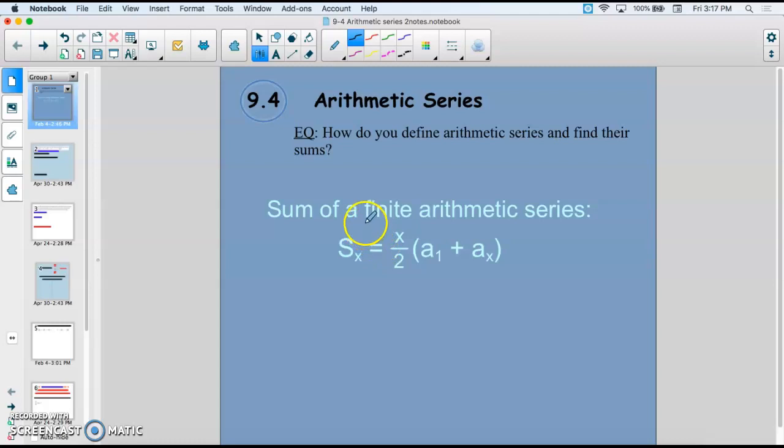So here is the sum of a finite arithmetic series. I want to point out the fact that it has to be finite. It has to have a beginning and an end. If it's infinite, this does not work. Okay.